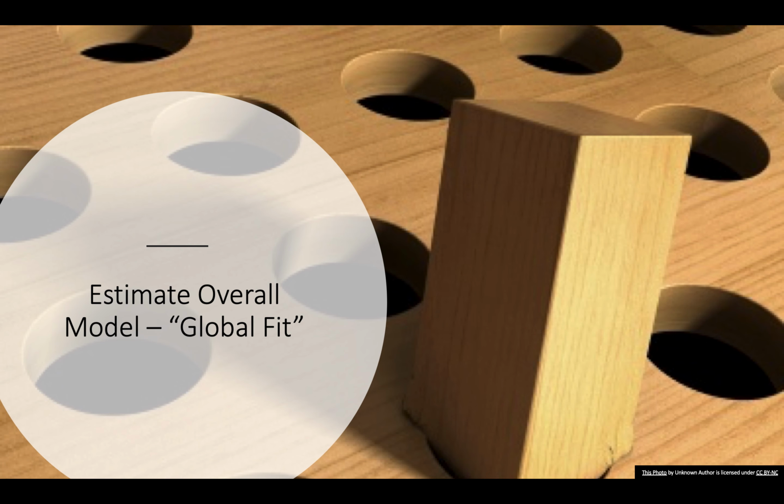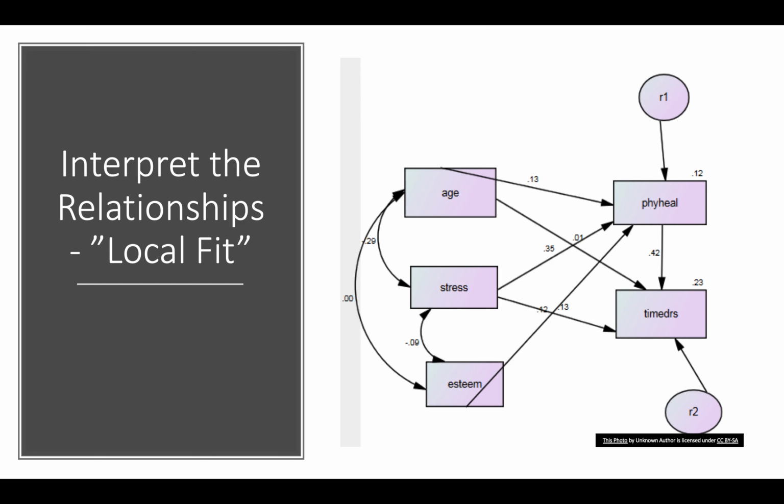Key point here is that you may have to re-specify the model to get it to fit. And as soon as you decide to re-specify a model, we're doing exploratory analysis. Now we're hypothesizing after results are known, or HARKing, and there's a lot of danger there. So be aware that that's what you're doing, but be aware that the first thing we have to do is check our global fit.